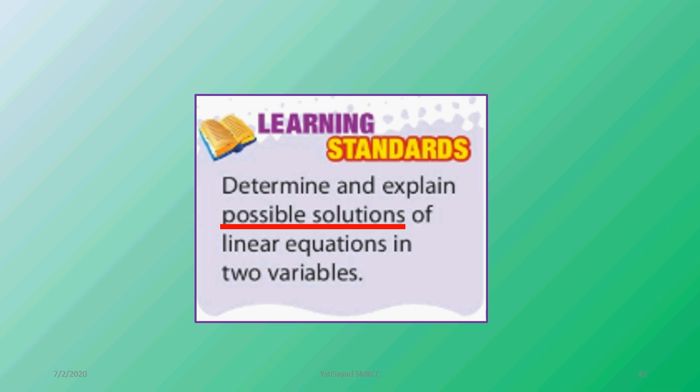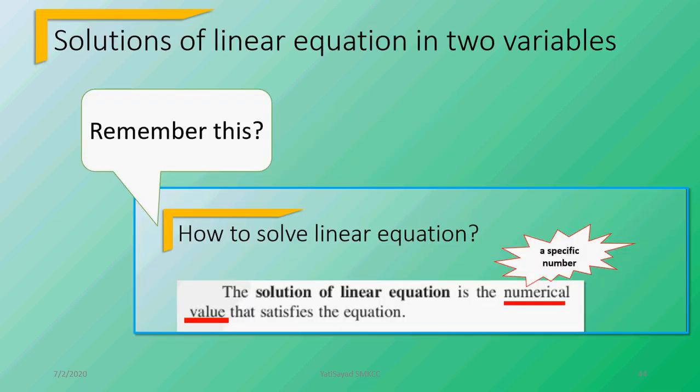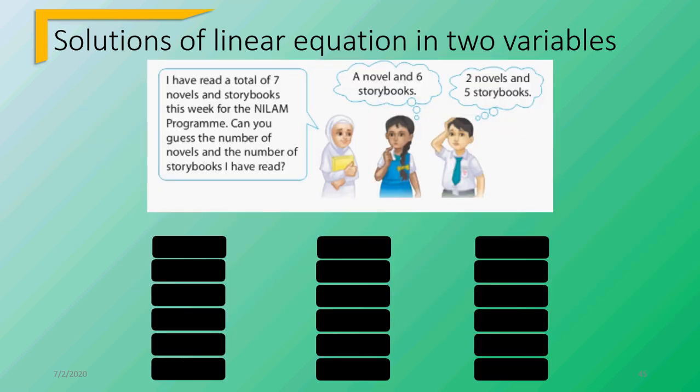Okay, why? Let's recall what is the meaning of solutions for a linear equation. It is supposed to be the numerical value that satisfies the equation. Your answer is supposed to be a specific number, meaning that in this case, for solutions of linear equations in two variables, each variable of your equation will have its own specific value, its own specific number. Okay, now to make it more clear, let's look at this example.